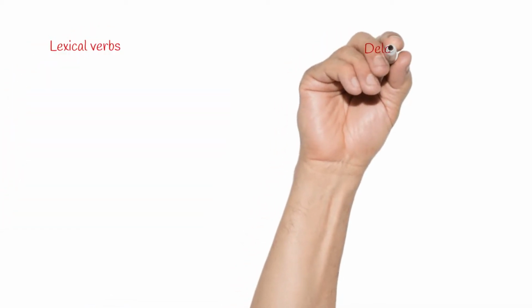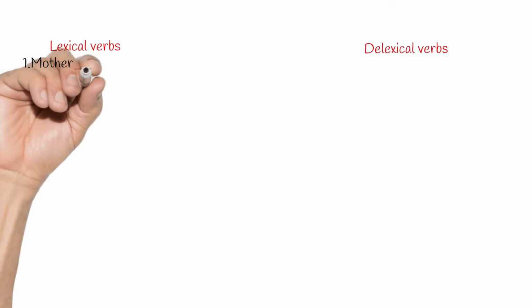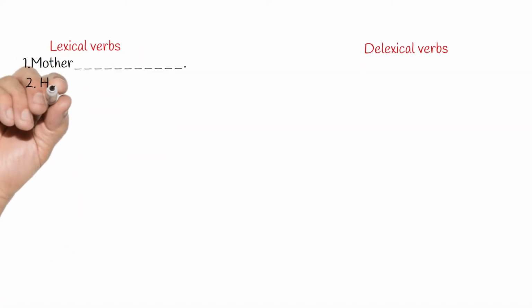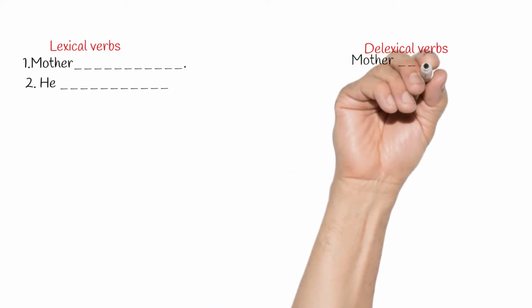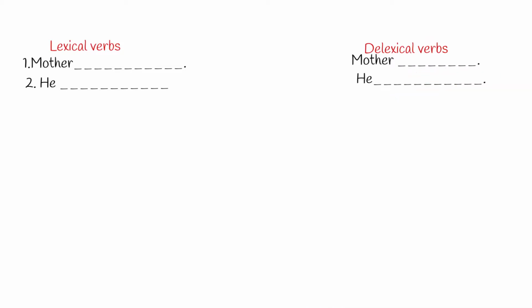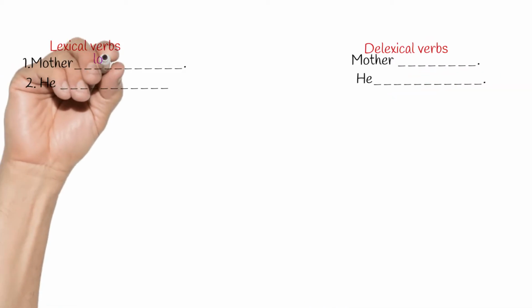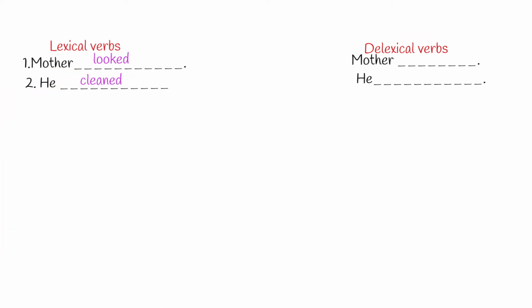Let us understand the difference between lexical verbs and delexical verbs first. I hope after this it is easier to know the light verbs. Lexical verbs express an independent meaning without the help of any other. Let us see two examples first. Mother looked, she cleaned. Here, the verbs looked and cleaned contain independent meanings on their own. Such verbs are called lexical verbs.